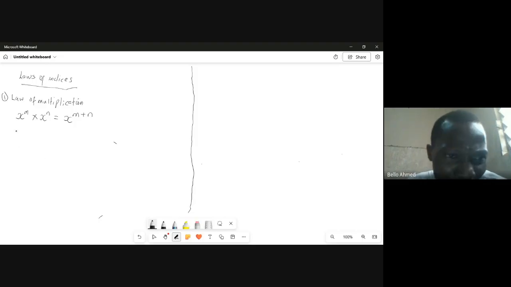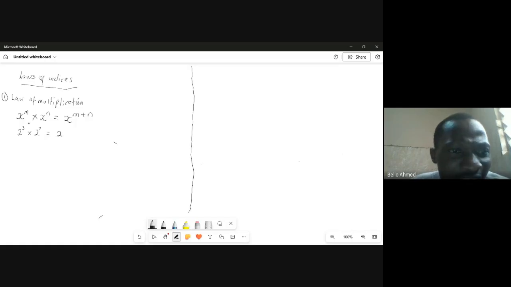Now, let's say the first example, we have 2 raised to power of 3 times 2 raised to power of 2. So this is going to give us what? According to this law of multiplication, you can see that the base here is 2, the base here is also 2. Am I right? So you're going to pick one base, because the bases are the same thing. Can you see 2 and 2 base? So you pick one of them like this.